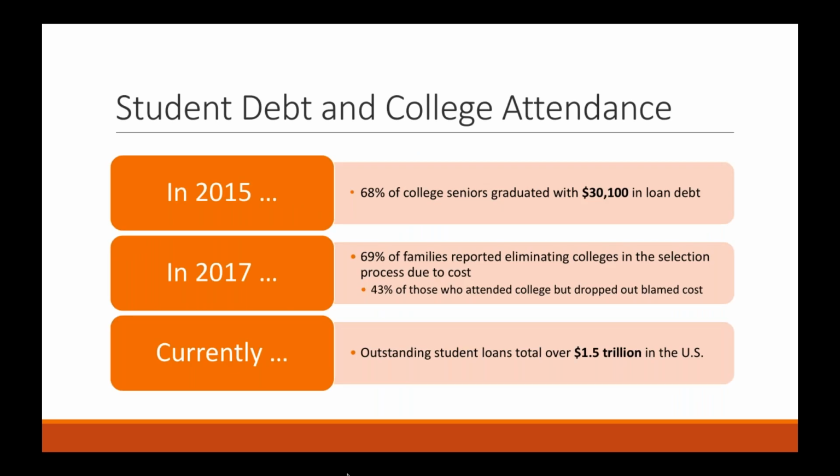So it's important to understand what a big problem student debt has become in the country. There is $1.5 trillion of student debt and student loans that are outstanding. And certainly the cost of college is a major factor. Just about 70% of families report that they've eliminated certain colleges in the selection process due to cost. And nearly half of those who attend college but then took a break or dropped out of college said cost had something major to do with it.